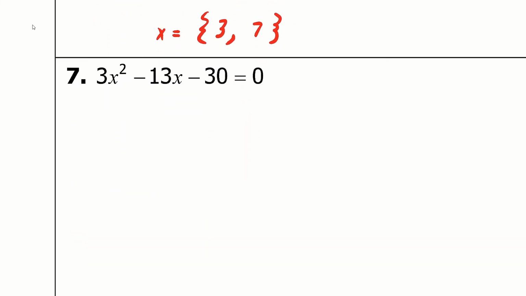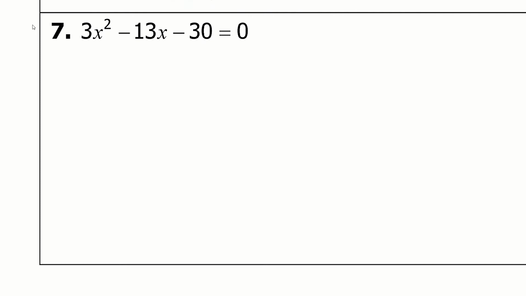All right, let's keep on cruising along here. Number 7, last one on this front side, and then we'll flip it over to the back. If you look at this one, it's already set equal to 0. We don't have to do any work as far as that goes. Now on the next page, we are going to have to move some things, but here, nothing.